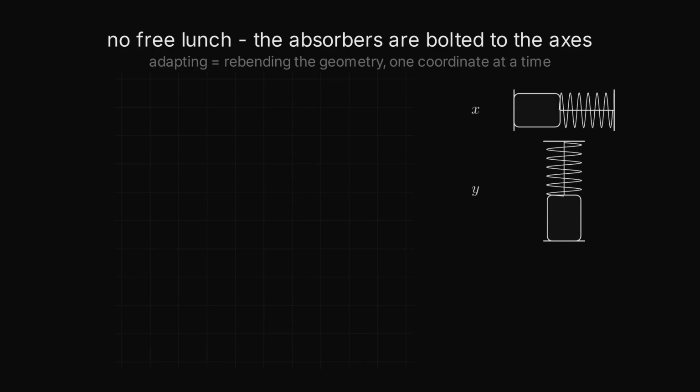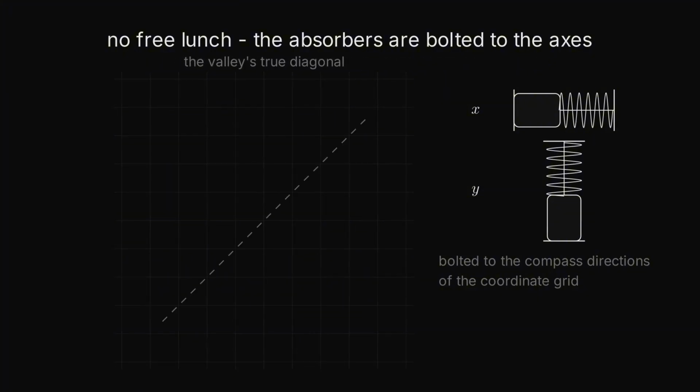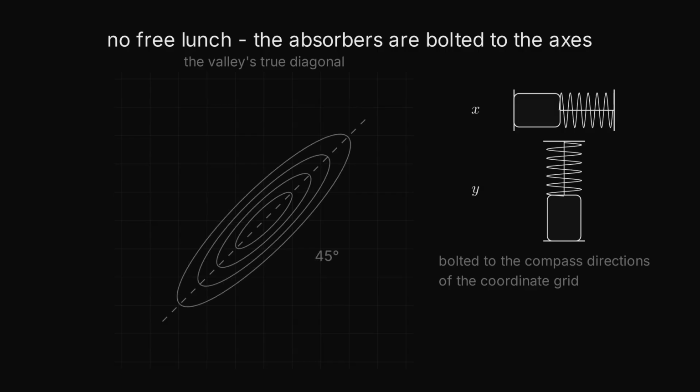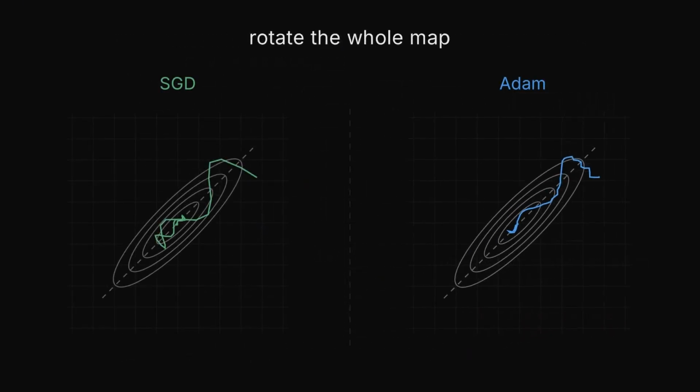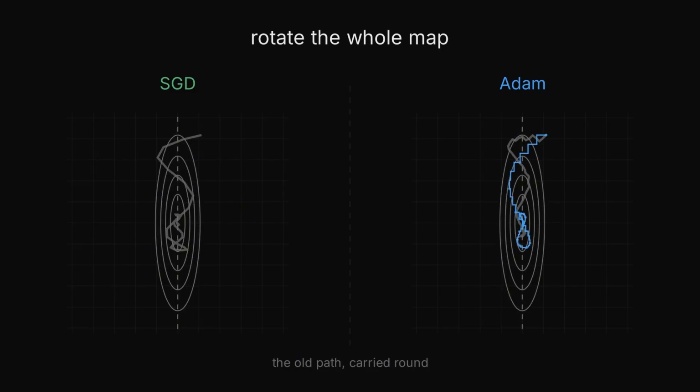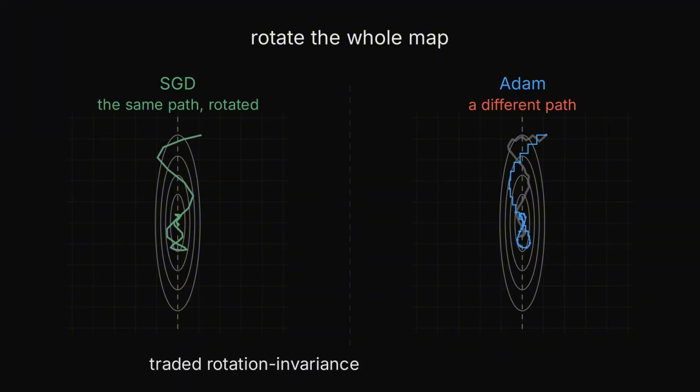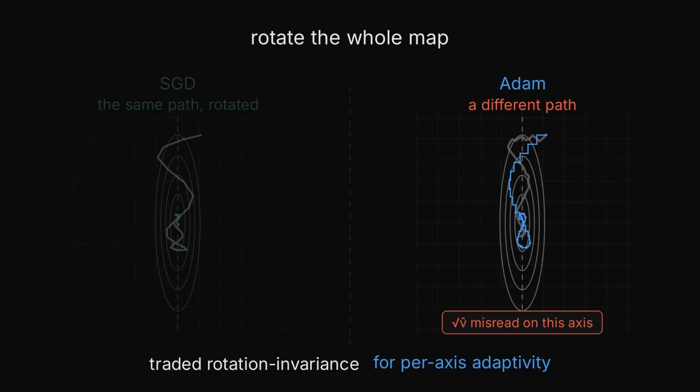No free lunch. The absorbers are bolted to the axes. Adapting means rebending the geometry per coordinate. So Adam's shock absorbers are bolted to the compass directions of the coordinate grid, not to the valley's true diagonal. If the real valley runs at 45 degrees, each absorber misreads its own axis and the hiker zigzags. Rotate the whole map and Adam traces a different path. Plain SGD would just trace the same path, rotated. Adam has quietly traded rotation invariance for per-axis adaptivity. And if the roughness estimate is wrong, it steps confidently in the wrong direction.